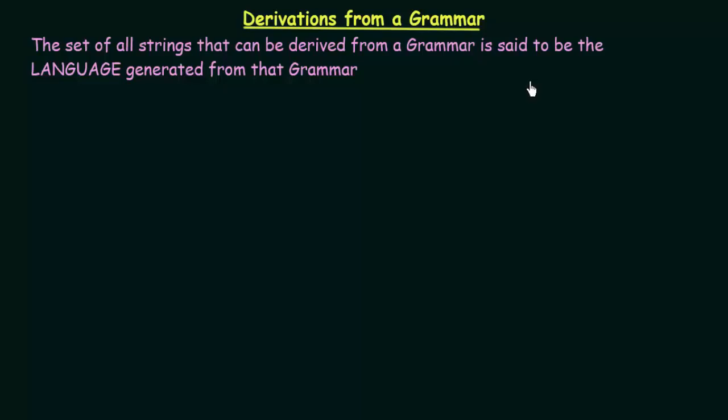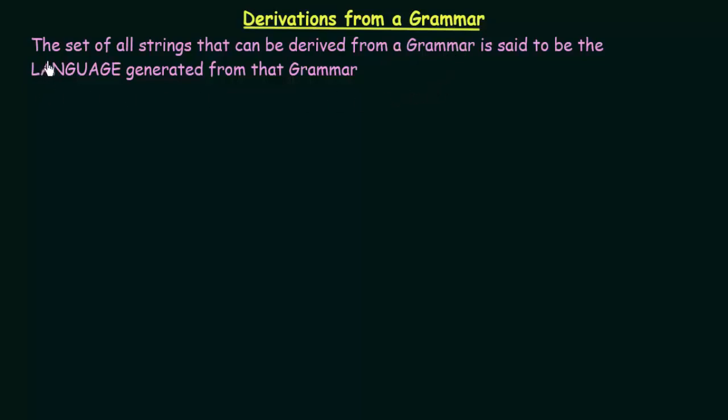In the last lecture, we have studied about grammars. We have also seen some types of grammars, and we have also seen how grammars are formally defined or described. So in this lecture, we will be seeing about derivations from a grammar. So what do we mean by derivations from a grammar?